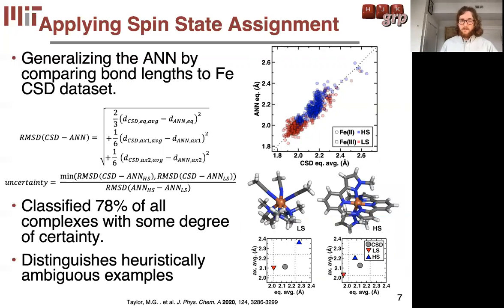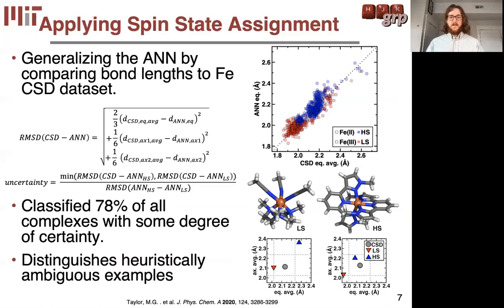Additionally, if we highlight some cases that would be especially ambiguous, so things that would be in the middle of the sort of bimodal distribution, especially for nitrogen here, we highlight that we're able to classify correctly both the low spin on the left complex, where we can see that the CSD bond lengths are much closer to the ANN low spin bond lengths.